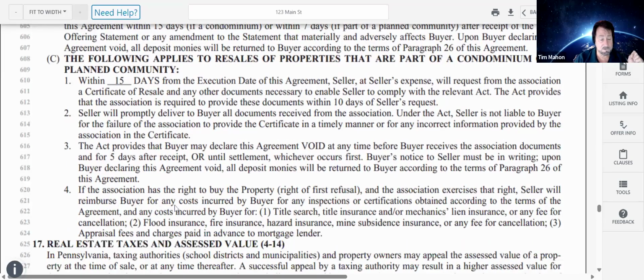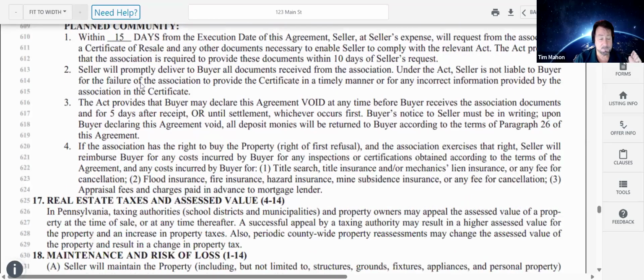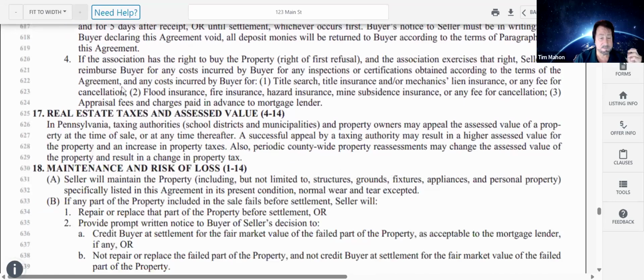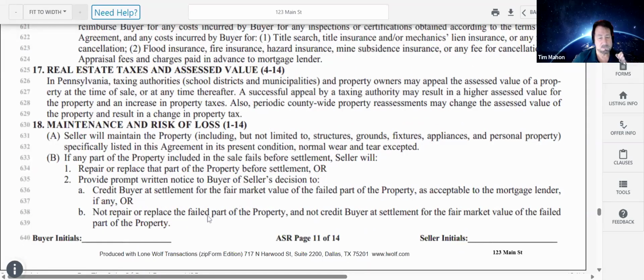If the association has the right to buy the property with a first right of refusal, they must make that known to the buyer, and they have to let them know whether their intentions are to buy the property or not. Don't run into that much, but I have run into it. Real estate taxes and assessed value are based on the school districts and municipalities, and the taxing authorities, not us. So we're not responsible if taxes go up between the time we sign an agreement of sale and settle on that property.